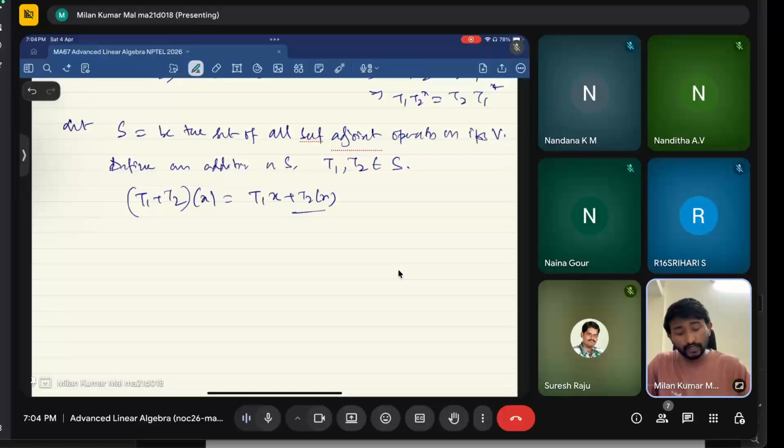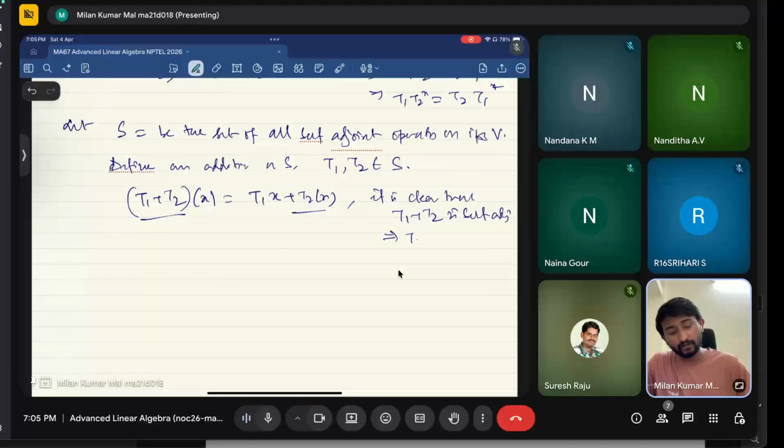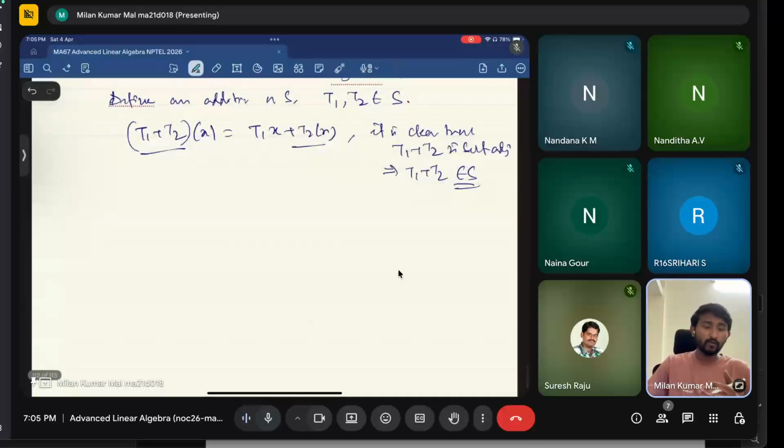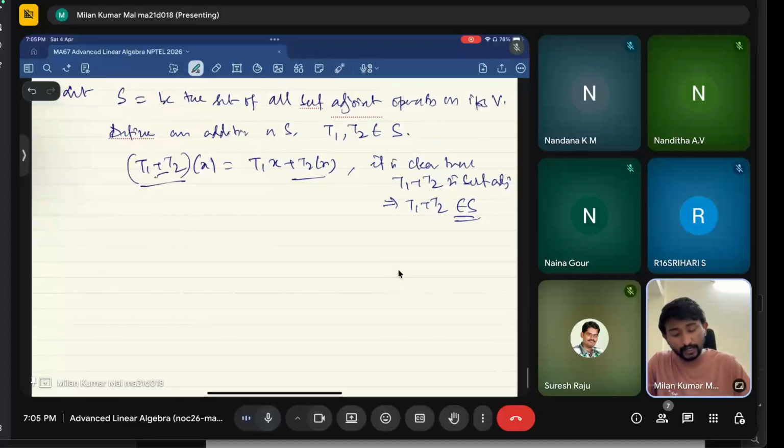If you know that T1, T2 are self-adjoint, then T1 plus T2 is self-adjoint. It is very much direct, you can say. Even if you still have doubt, you can ask, I'll try to explain. It is clear that T1 plus T2 is self-adjoint. That implies that T1 plus T2 is actually in S. Now, we know that the identity operator is self-adjoint. So to form a group, what I need to first consider is that we have a binary operation, that binary operation is the addition. So with respect to addition, I have to check whether this is a group or not.